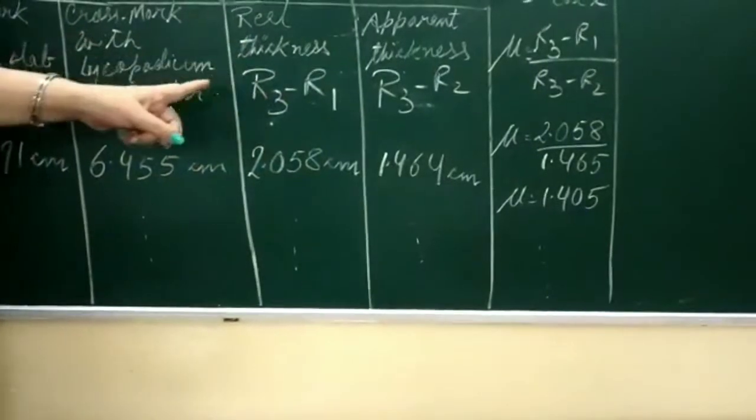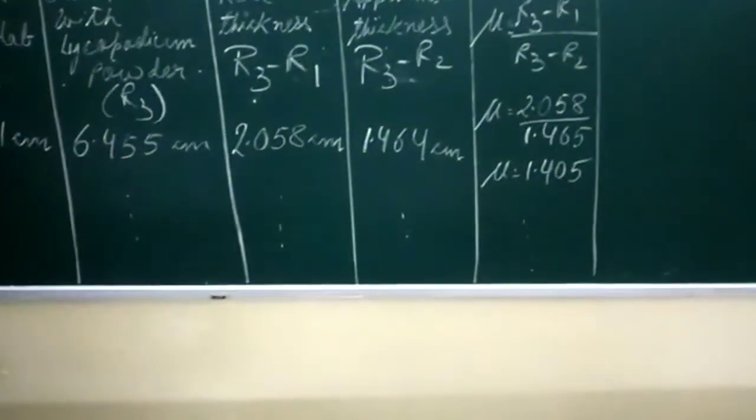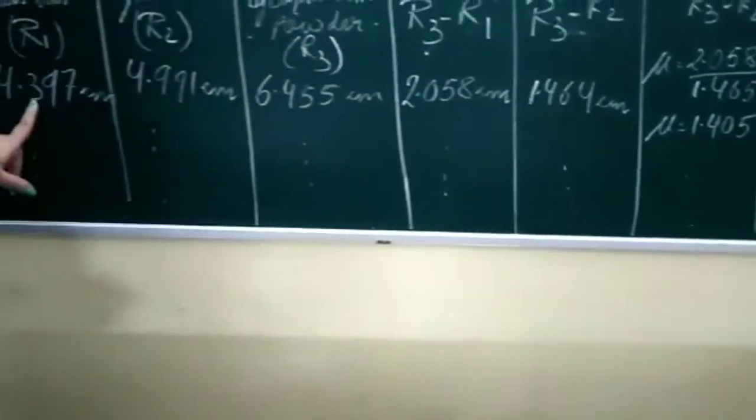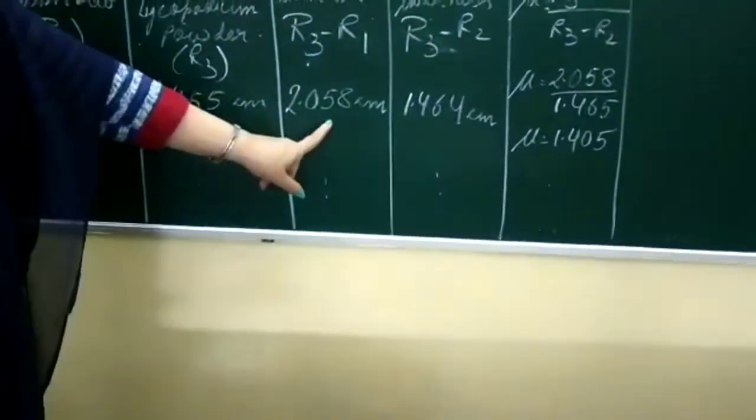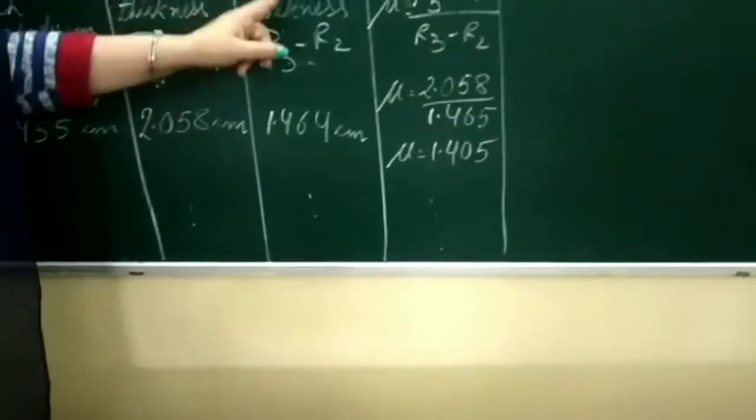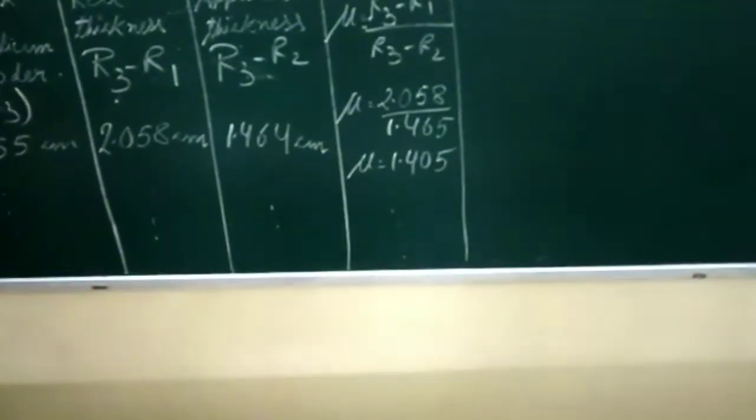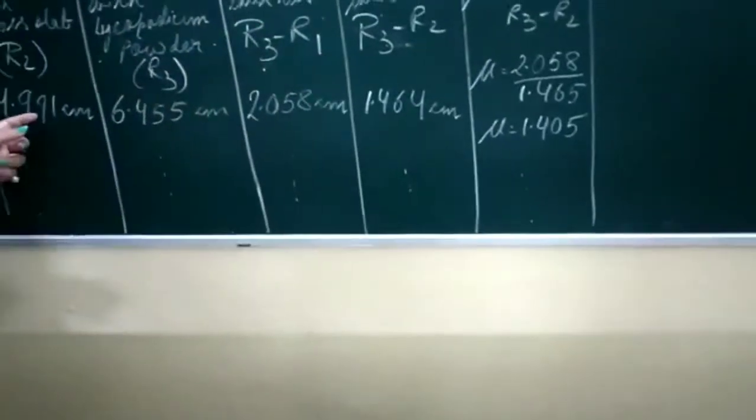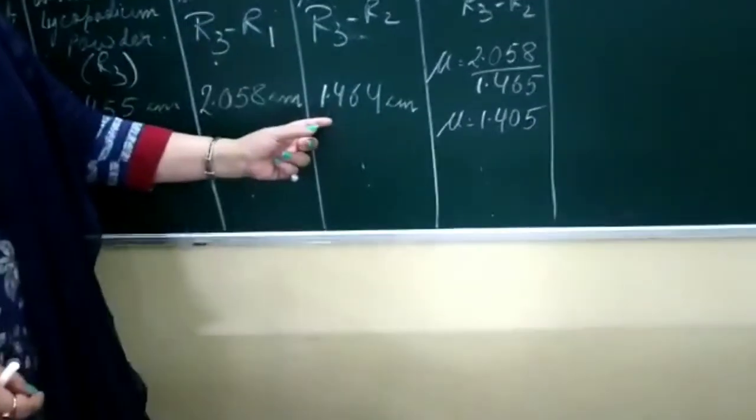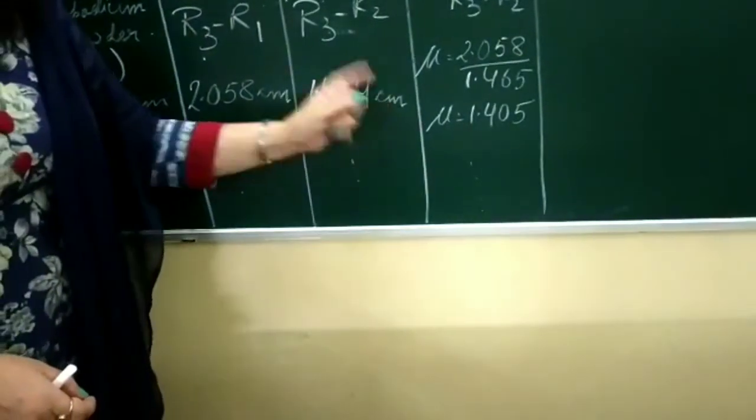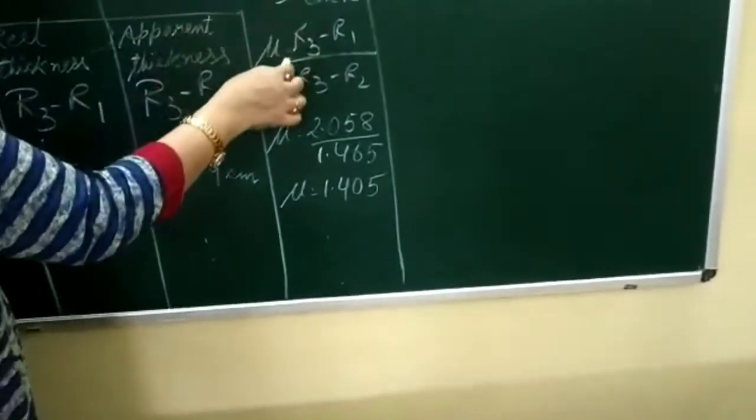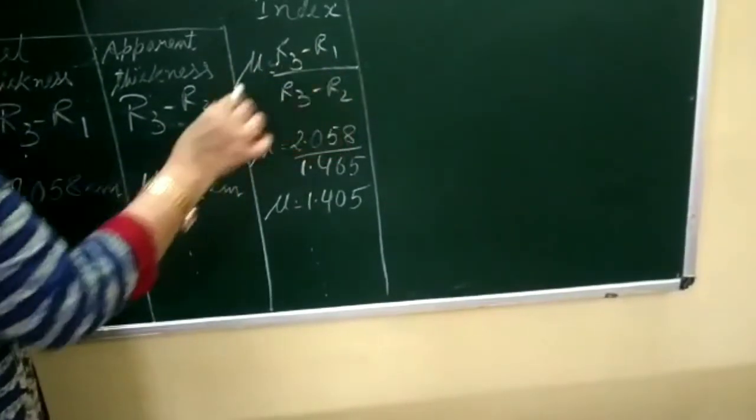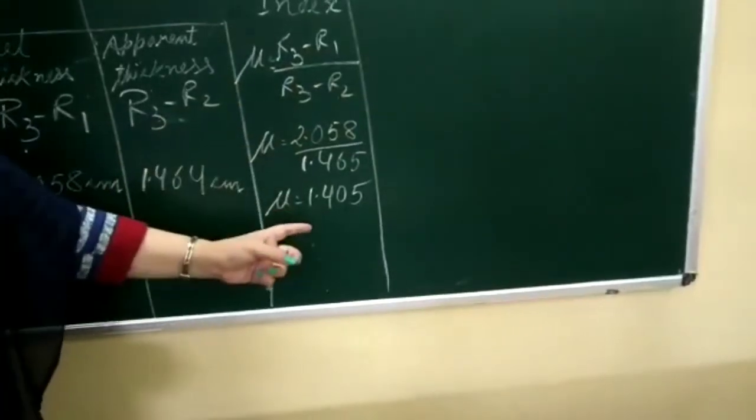Next we have to find the real thickness and the apparent thickness to determine the refractive index. Real thickness is R3 minus R1, which is 6.455 minus 4.397, that is 2.058 centimeter. Apparent thickness is R3 minus R2, 6.455 centimeter minus 4.991 centimeter, which comes out to be 1.464 centimeter. Now the formula for refractive index is mu equals R3 minus R1 upon R3 minus R2. We just put in the values and get the answer.